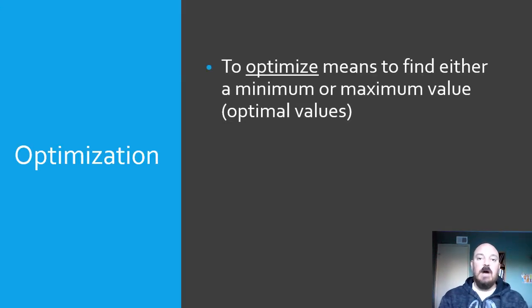But basically, to optimize something means to find either its minimum value or its maximum value. And together we call those the optimal values. So if you're looking at a word problem and you notice that it says, find the maximum value of this, or find the largest that this thing reaches, or the smallest, anything about minimizing or maximizing, that's what we call an optimization problem.